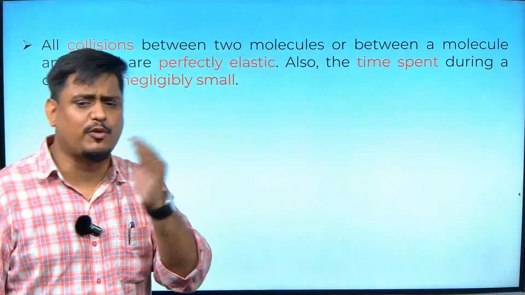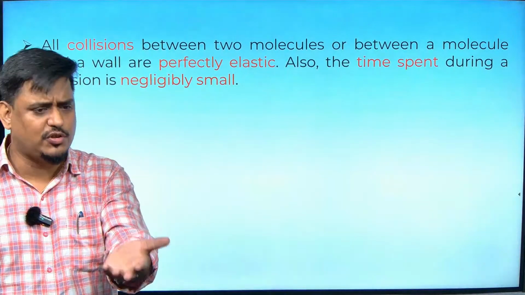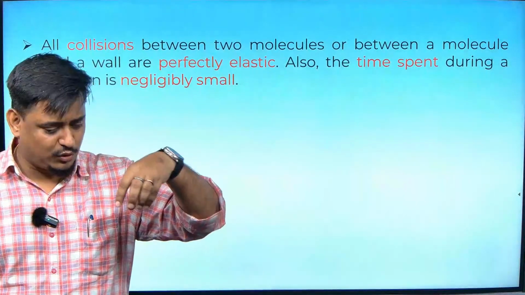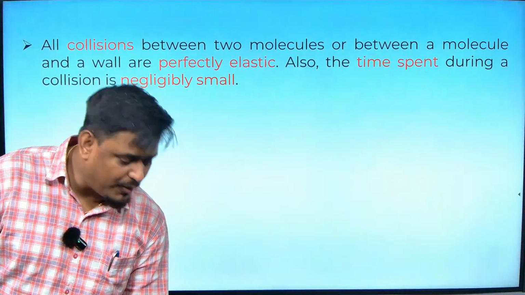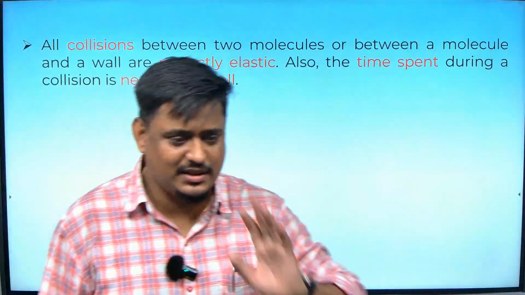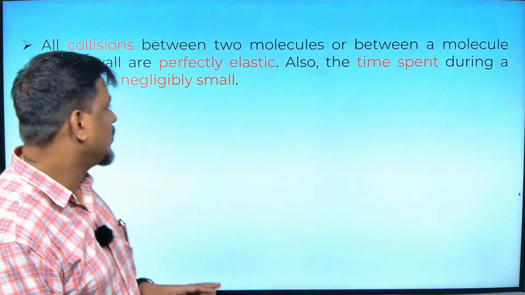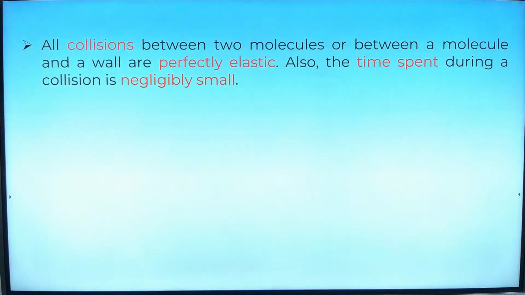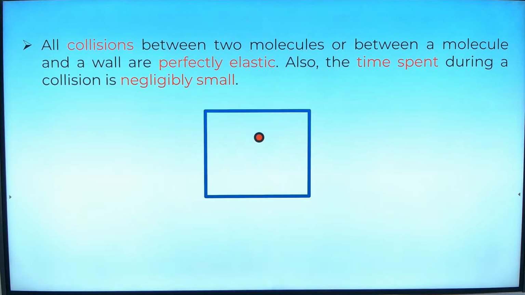That is, kinetic energy before collision equals after, or we can say velocity also. If I'm throwing at 5 meter per second and it rebounds at 5 meter per second, it is elastic collision. Practically not possible, but theoretically anything is possible, right? So we'll assume that, and also the time spent during the collision is negligibly small. These assumptions we are going to make for a particular gas molecule. If you see the diagram, whatever velocity it takes, the same velocity it will come back. That is the assumption we are going to make in this derivation.